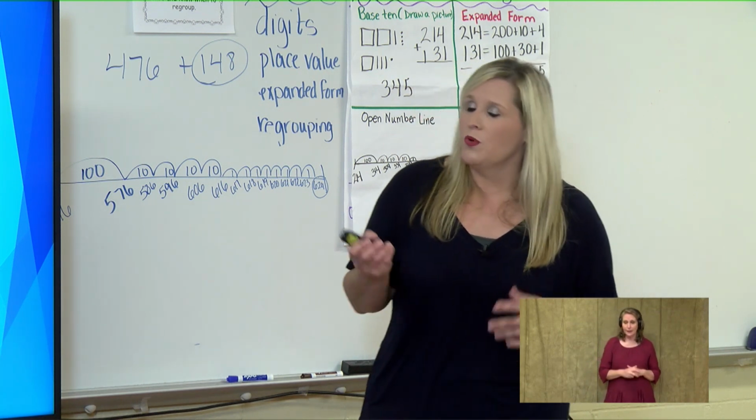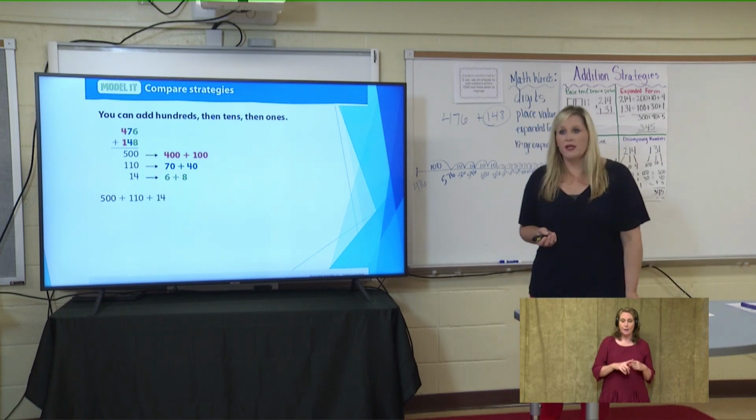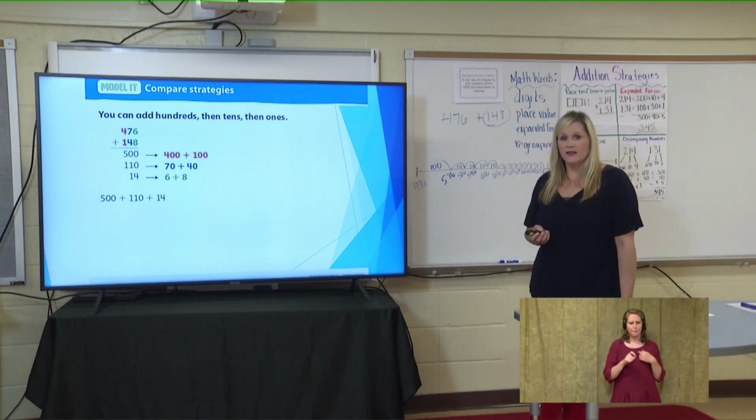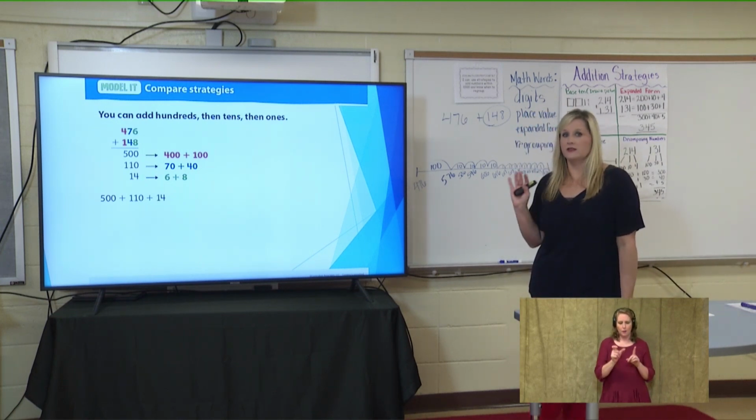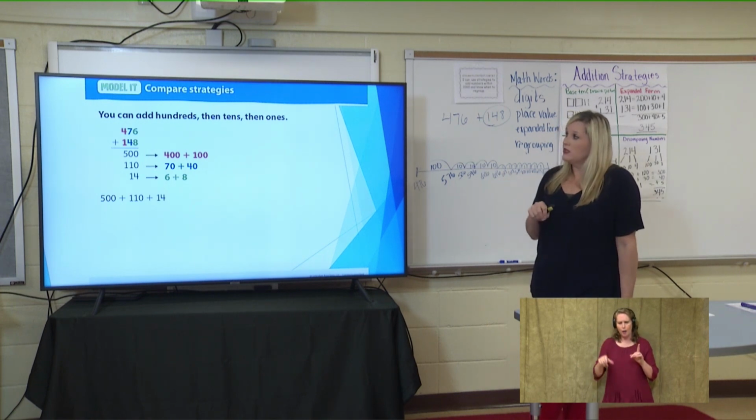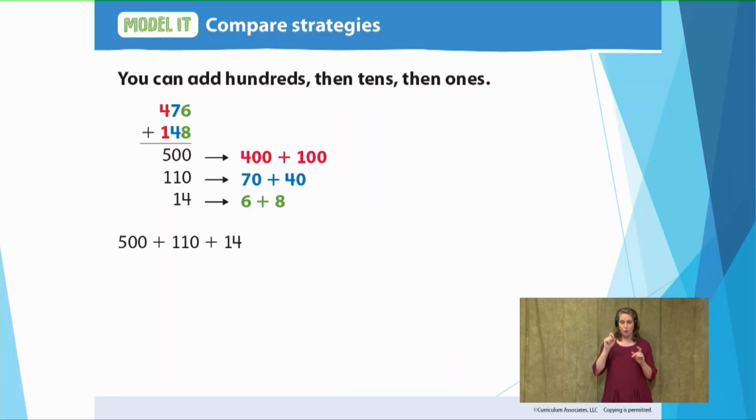All right, so we talked about a question when we left off on Monday: do you always have to add the hundreds, then the tens, then the ones? Well, this says you can add hundreds, then tens, then ones. So you see how they did 4 plus 1, which was 500, 400 plus 100, 70 plus 40, which equaled 110, which we had up here a second ago, and then 6 plus 8, which was 14. And then they added all of those numbers together and they ended up with the answer of 624.